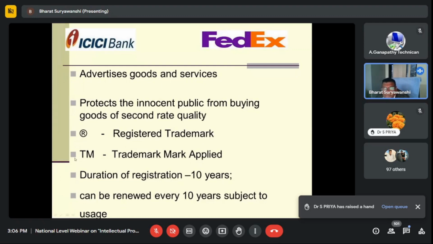You might have seen many products available in the market, on medicine, telephones, books, glasswares. You can check the R with a circle. It means registered trademark. TM means they have applied for the mark and are yet to get permission from the government. The term is 10 years. It can be renewed every 10 years. So you can keep renewing it, like Tata, Bata, how long they have been in the market.